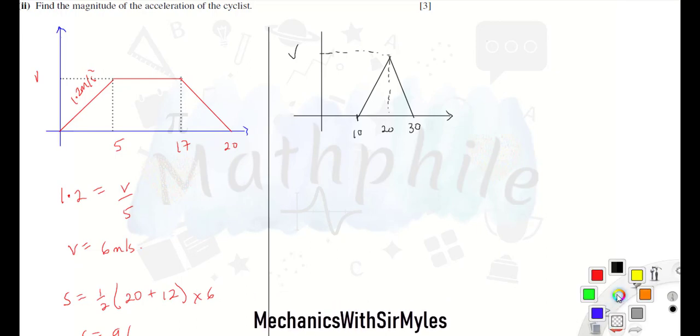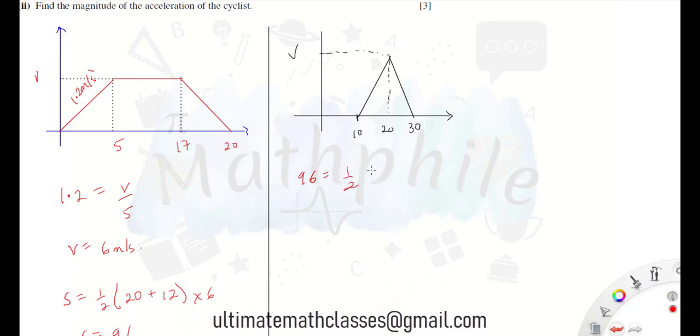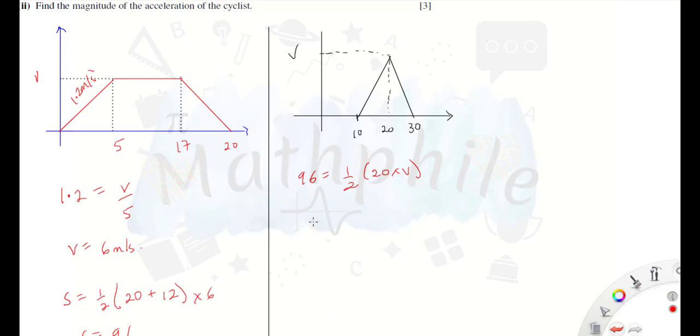Okay, so the velocity, now I can say that 96 is going to be equal to half base times height. The base is going to be 30 minus 10, which is 20. 20 times the height is v. So you do your manipulation and you get the value of v. Yeah, it's 9.6. Okay, so v is 9.6. So what else? We have to find the magnitude of acceleration.